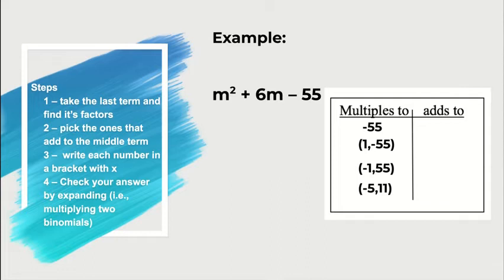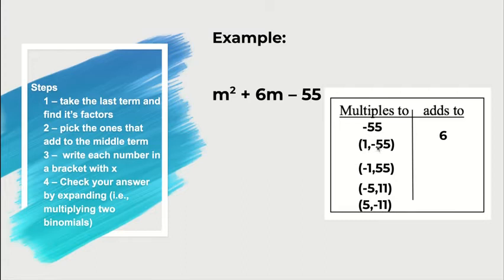Then another one is negative 5 and 11. And then lastly, 5 times negative 11 equals negative 55. Okay, so now it needs to add to that middle term. So it needs to add up to positive 6.